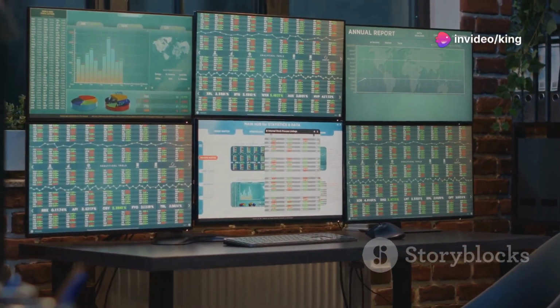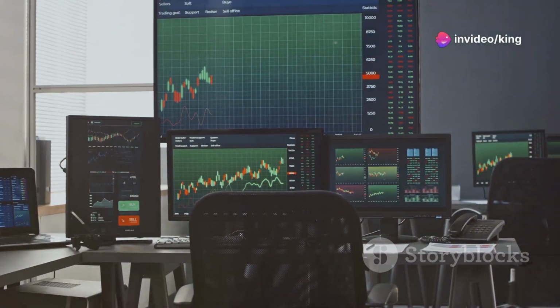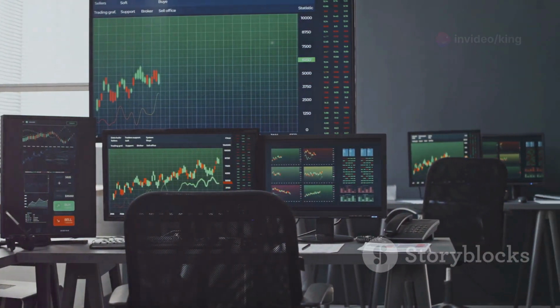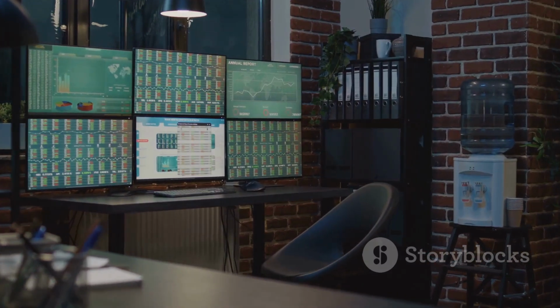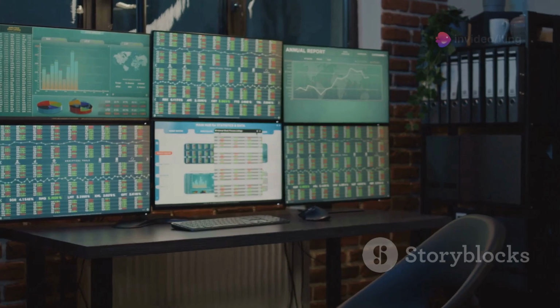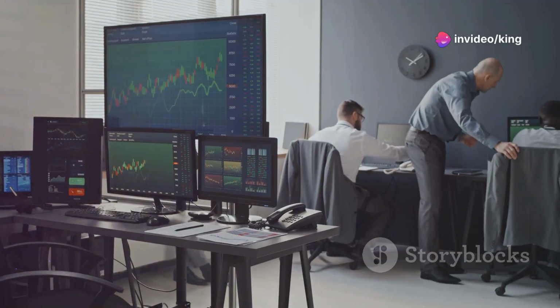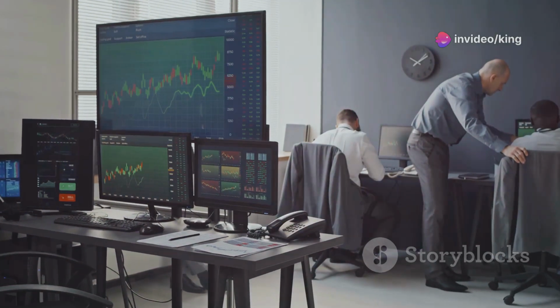Set your default chart to the 5-minute time frame. You'll want to have multiple charts open for different assets you're trading. Arrange these charts so you can see them all at once. This allows for quick comparison and decision-making. Consider using a multi-monitor setup if possible. It can significantly improve your ability to track multiple assets simultaneously.